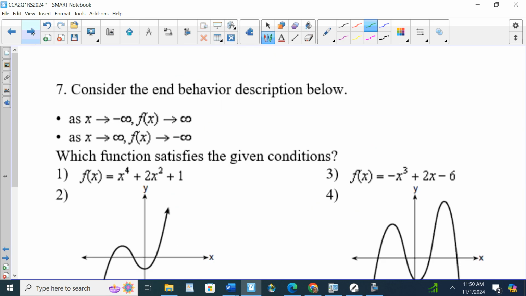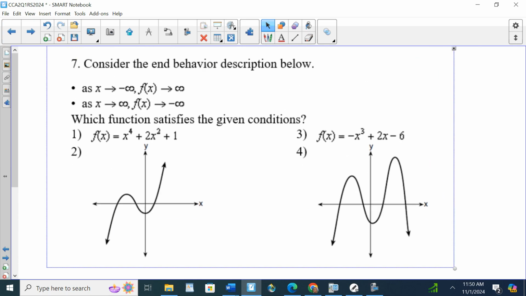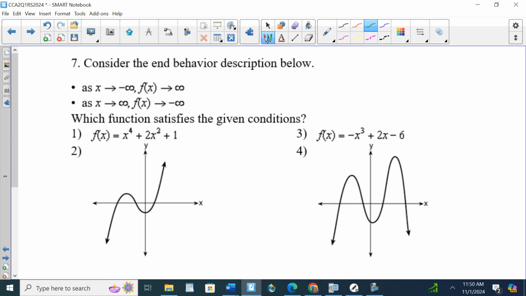Number 7, end behavior. Very easy if you know how to do it. If you don't know how to do it, then you can't do it. As x approaches negative infinity, that means left. F of x approaches positive infinity, that means up. X is left and right. F of x or y is up and down. As x approaches positive infinity, that means as I go to the right, the graph is pointing down.